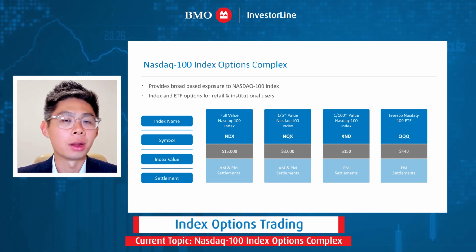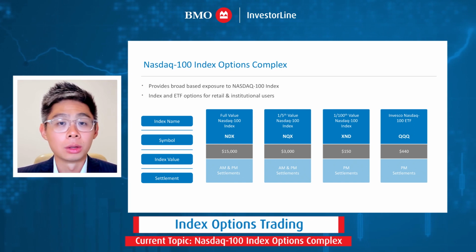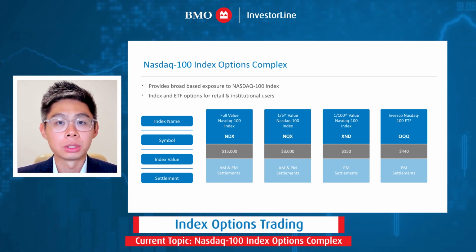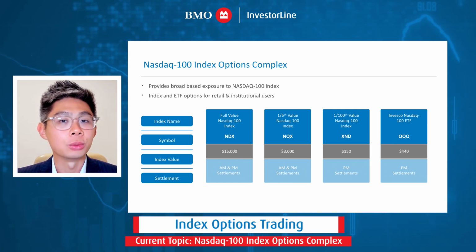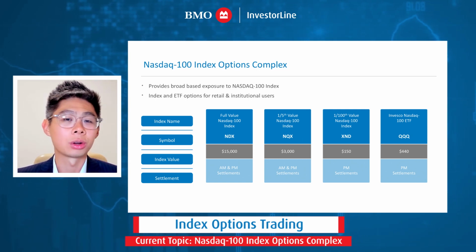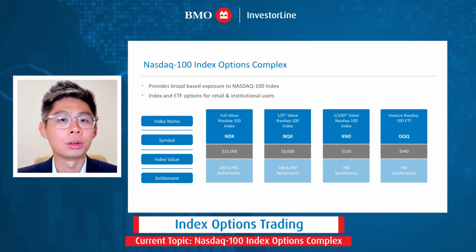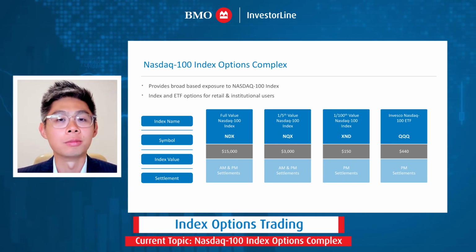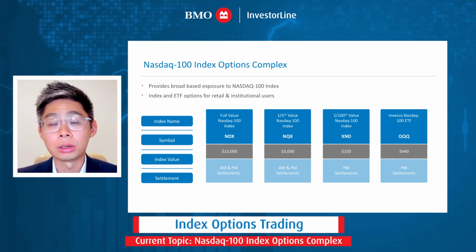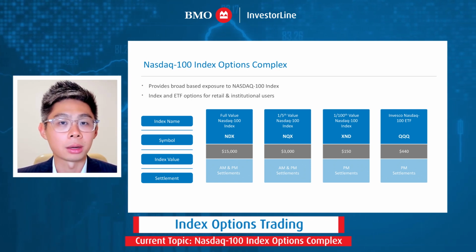But let's use round numbers here. Let's say the index at the moment is $15,000. As we said before, an index option has a 100 multiplier on the index value itself. So if the index value is currently at 15,000, that is a $1.5 million notional contract. That, in my opinion, is out of the range of most retail traders, if not nearly all retail traders. This is purely an institutional product.